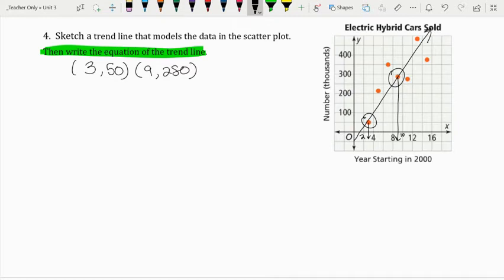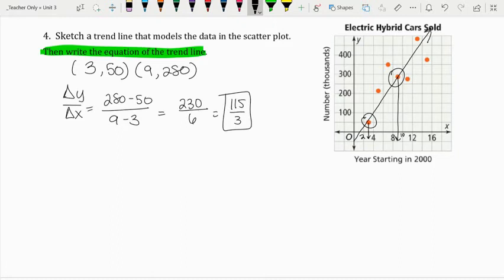So now we are going to try to put an equation together. We know what to do when we have 2 points. We're going to find the slope between them first. So change in y over change in x. We're going to do 280 minus 50 over 9 minus 3. So 280 minus 50 gives me 230, and 9 minus 3 is 6. If I put that as a reduced fraction, I would get 115 over 3.